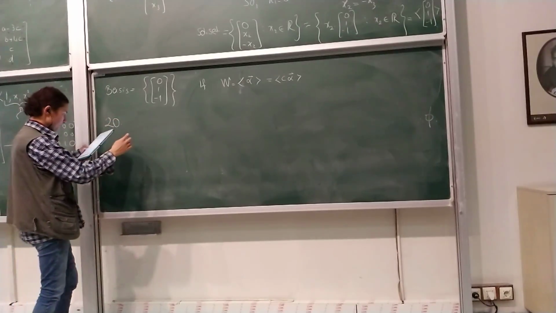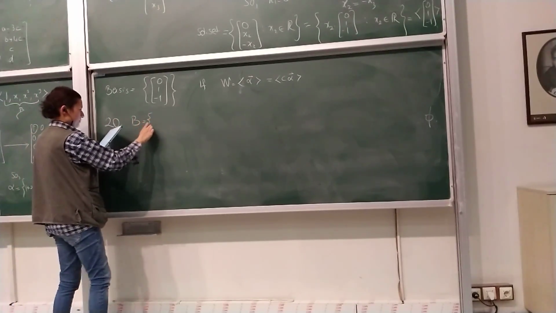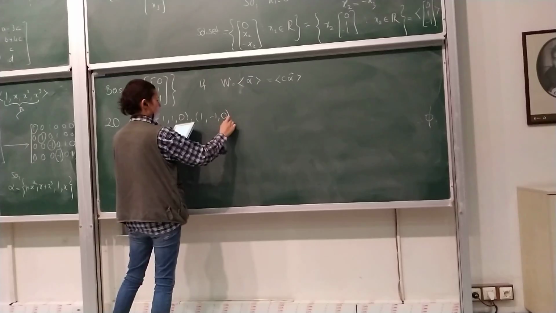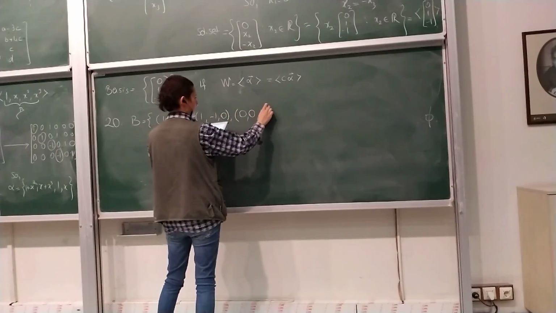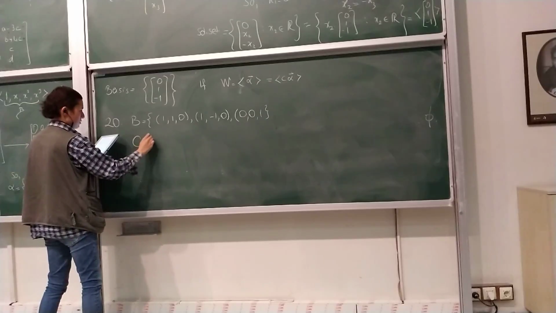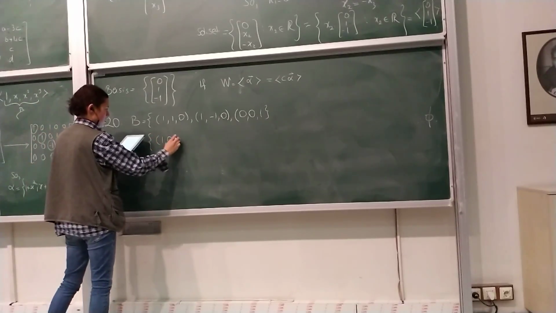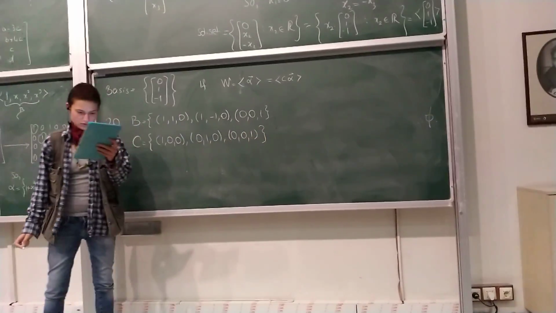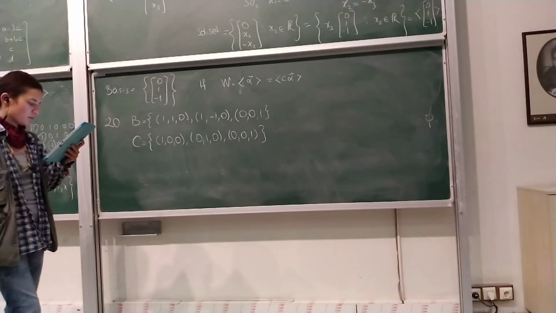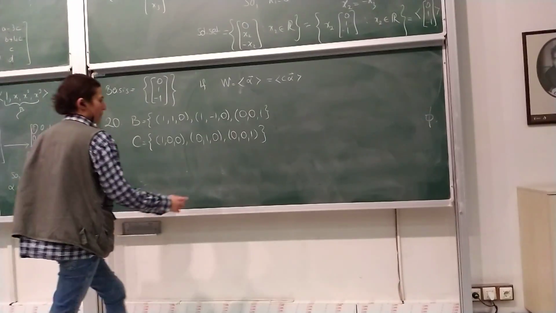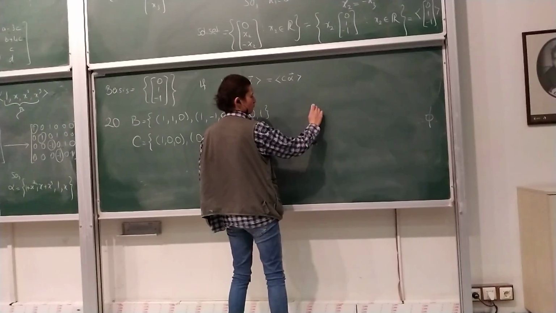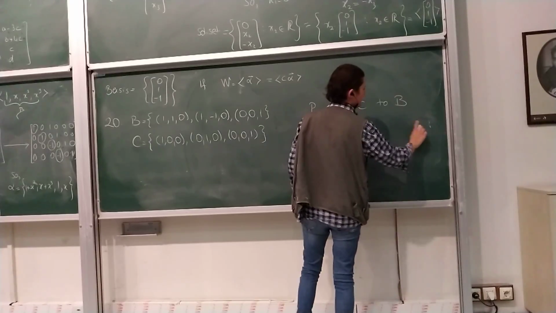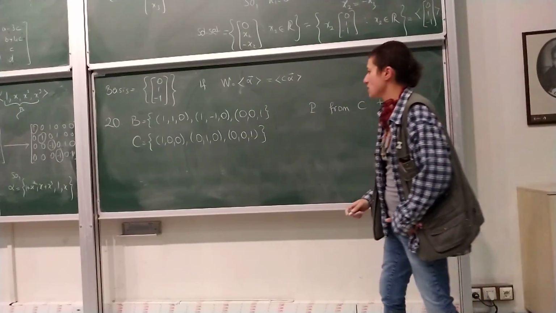Problem 20. B1, minus 0, 1, minus 1, 0. Find change of coordinates matrices from C to B and from B to C. If we find the matrix from C to B, we can find the matrix from B to C also.